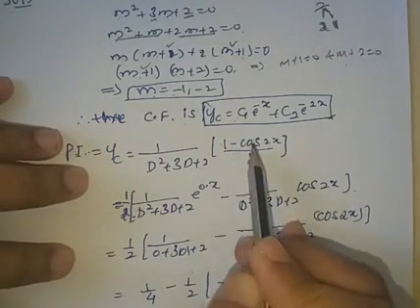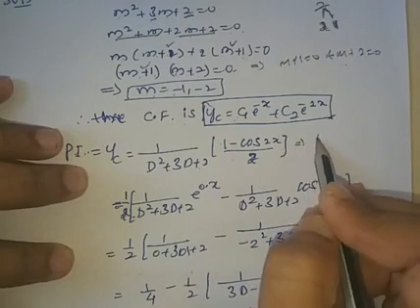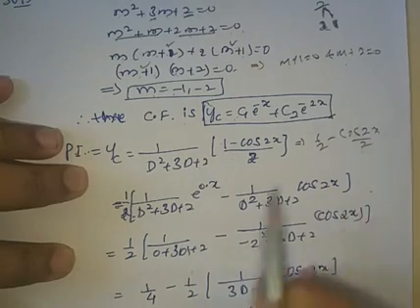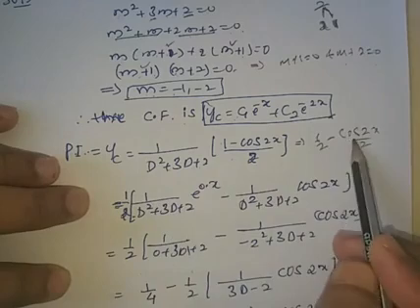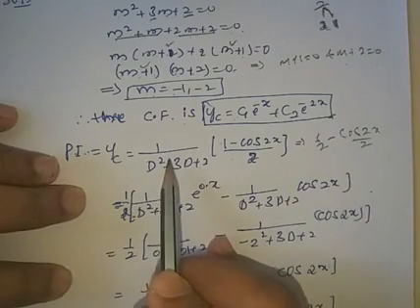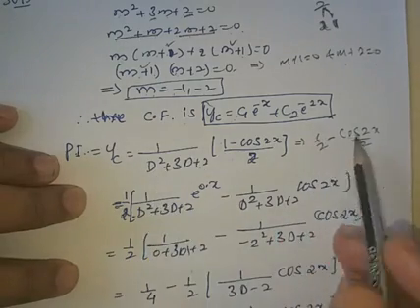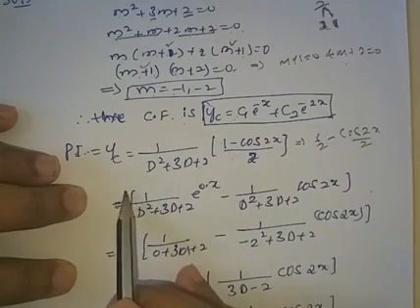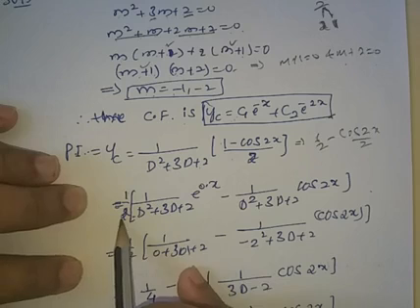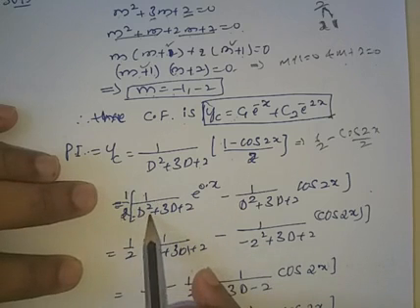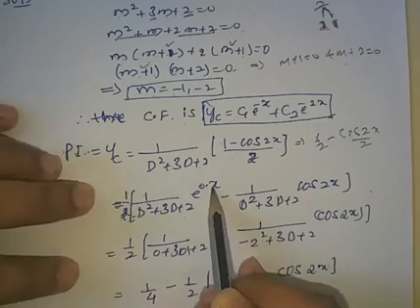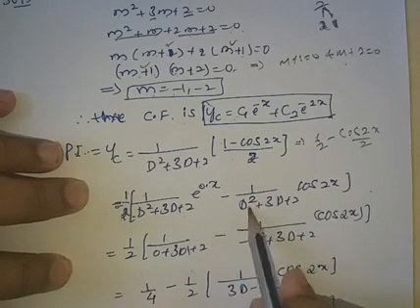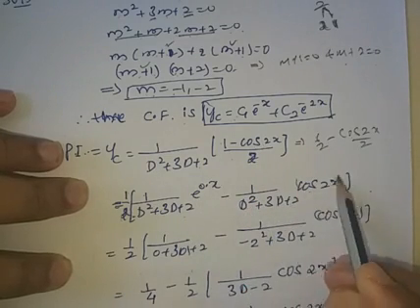Now 1 by 2 is one term. This can be written as 1 by 2 minus cos 2x divided by 2. So this is one term, this is one term. 1 divided by f(D) is a linear operator, so we operate on this term and this term separately. First, 1 by 2 is a constant, you take that outside. You can write this as 1 divided by d square plus 3d plus 2 of e to the power 0x, minus 1 divided by d square plus 3d plus 2 of cos 2x.